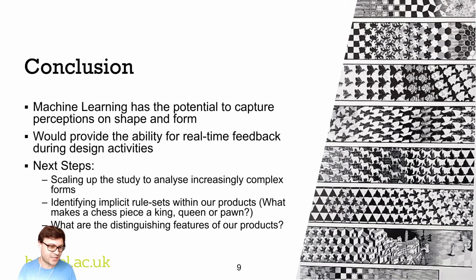Our next steps are to scale up the studies, look at more rules and identify maybe implicit rule sets. What makes a chess piece a king, queen, or pawn? Can we classify and identify those through ML? And what are the distinguishing features of our products?